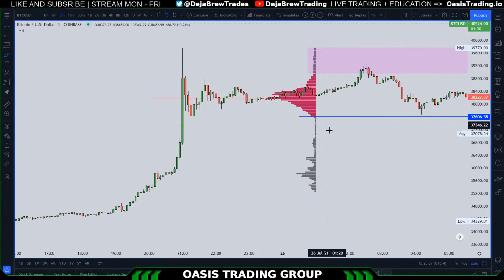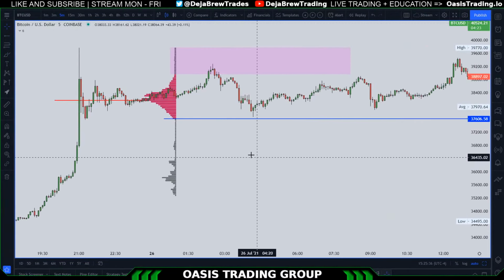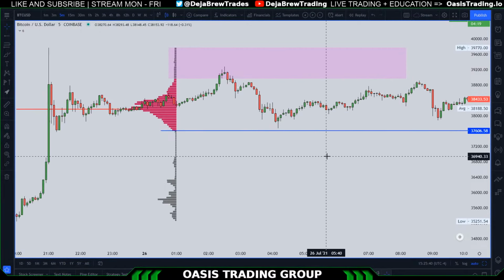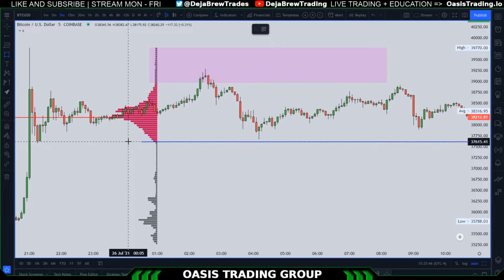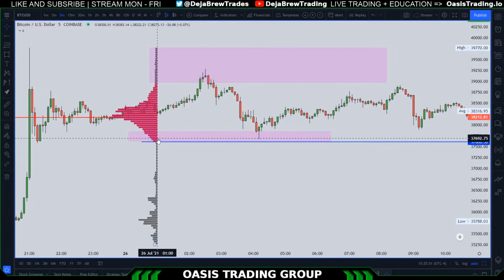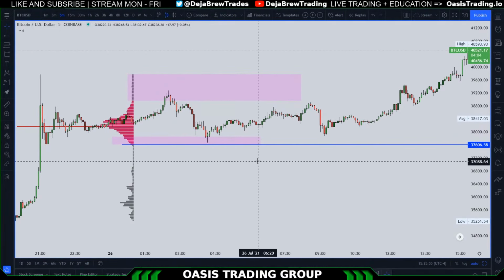So that would be kind of like an entry technique. Now, in hindsight, obviously today that did not happen. So if you were looking for an entry like that, you did not get it. Now, if you were looking for a more normal entry, it'd be right around that kind of value area low. So anywhere towards that value area low, that is a place that you could look to buy the dip, right?